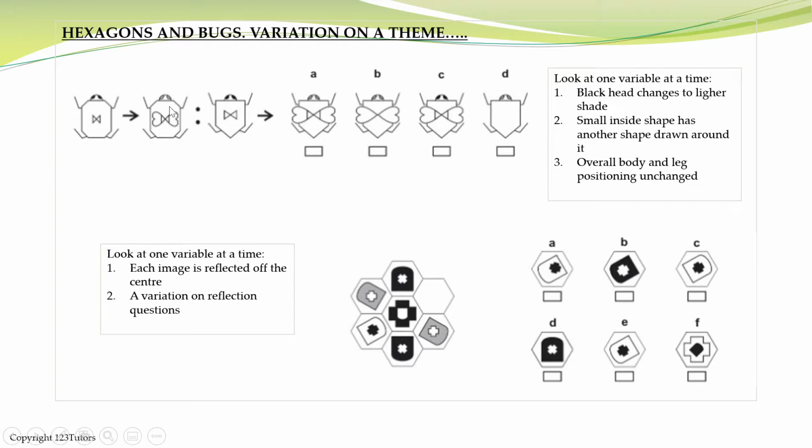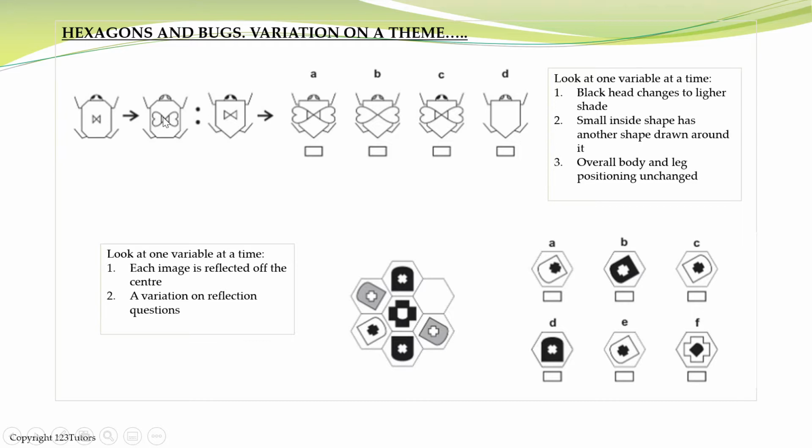Well, you've got black eyes, they become shaded eyes. So therefore black eyes become A, B or D. The legs and the actual body of this hexbug doesn't change. So therefore it can still be A, B or D. You won't always rule out an option as you go through the variables.